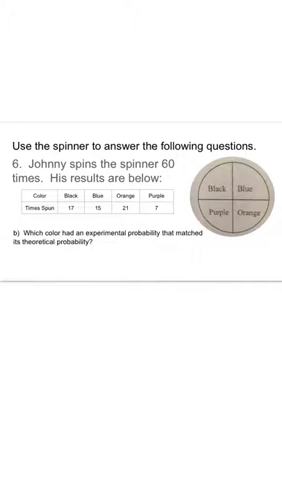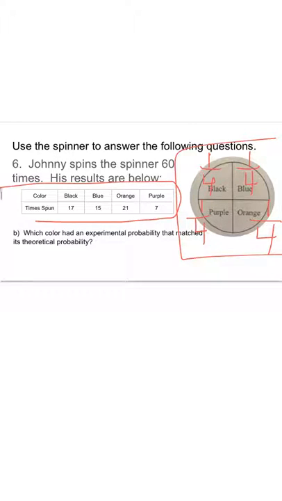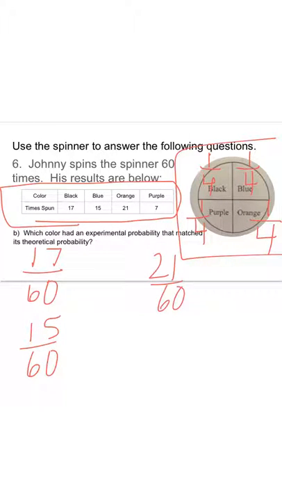Letter B, which color had an experimental probability that matched its theoretical probability? So now if you look back, we had a 1 fourth chance of it being black, 1 fourth of it being blue, 1 fourth of it being purple, and 1 fourth of it being orange. That is our theoretical probability, or what could happen. The experimental probability is found in the chart. So now, out of 60, 17 out of 60 was black, 15 out of 60 was blue, 21 out of 60 was orange, and 7 out of 60 was purple.